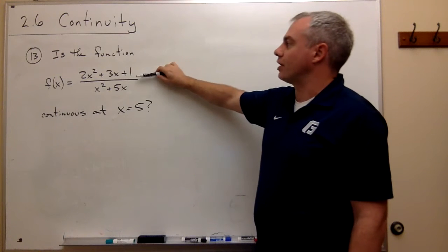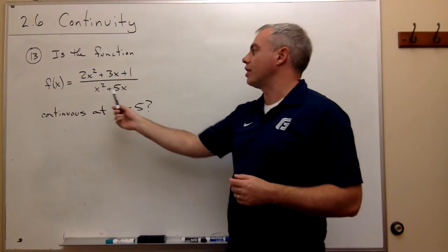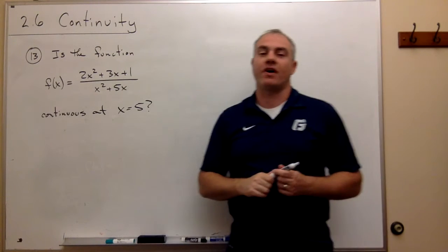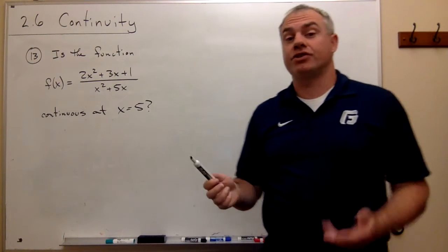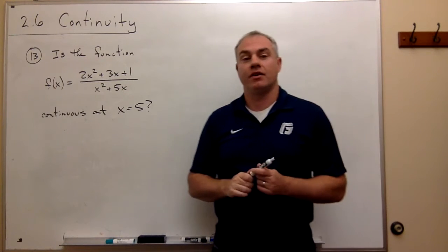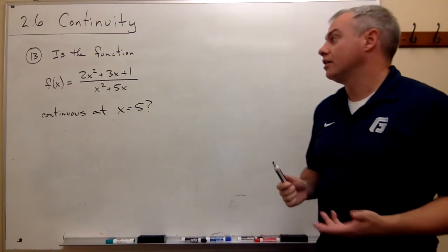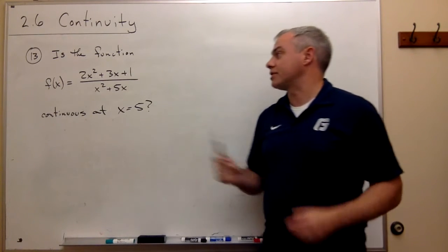Question: is the function f of x equals 2x squared plus 3x plus 1, divided by x squared plus 5x, continuous at x equal to 5? Well, let's remind ourselves really quick what could cause this thing not to be continuous at 5.